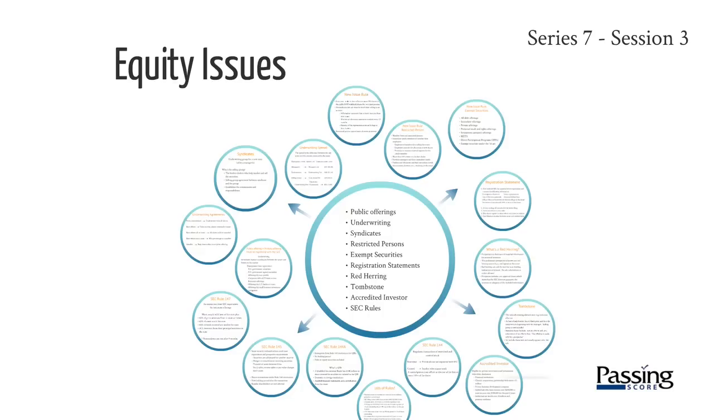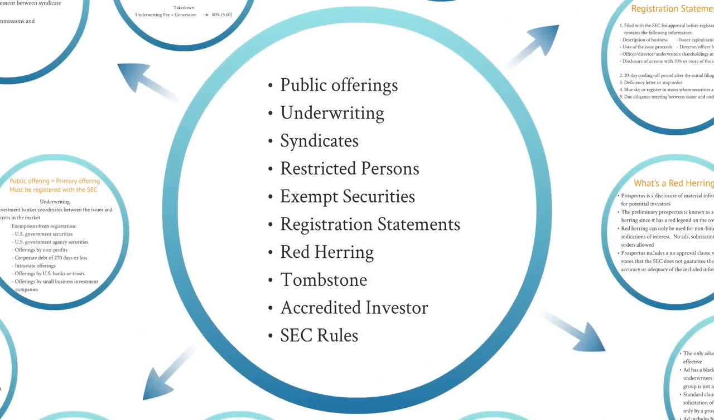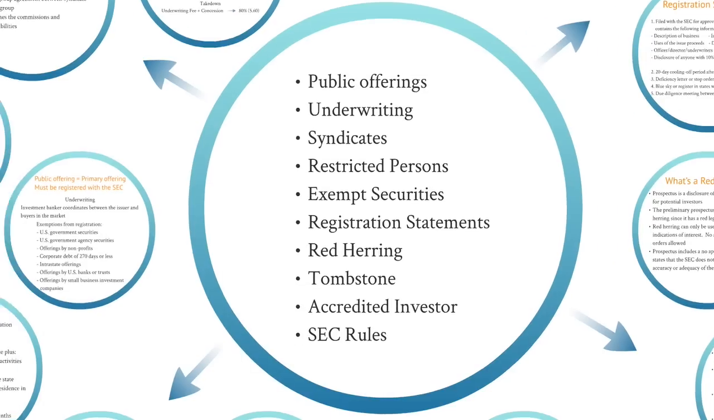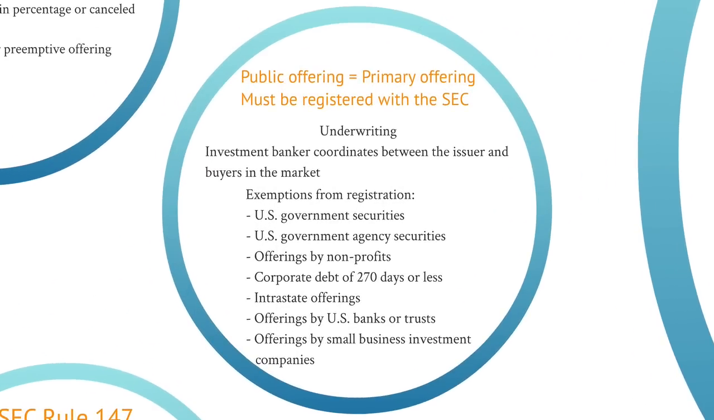In this video, we'll be going over equity issuances. There's a few different ideas that we'll have to get through, including public offerings, red herrings, tombstones. You'll know what all of these mean by the time we're done. Unfortunately, there's a lot of rules going on in this section. You'll just have to get used to the idea first, and that'll make memorizing the specific lists a little bit easier. Let's start with the public offering or primary offering.